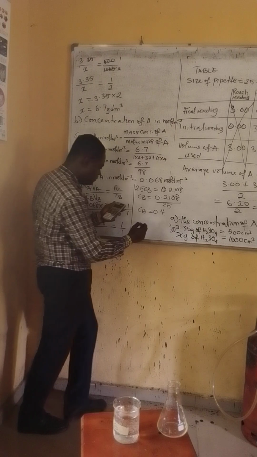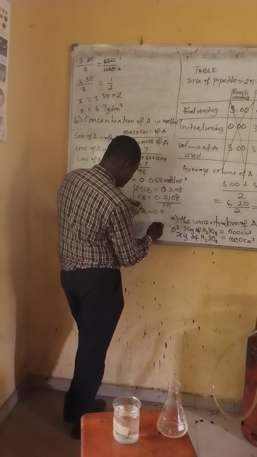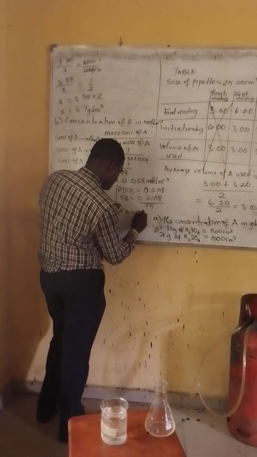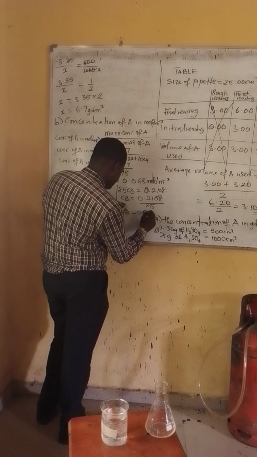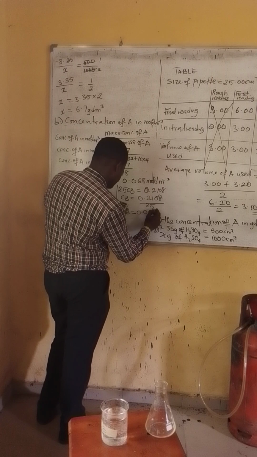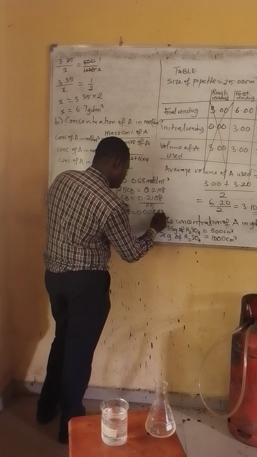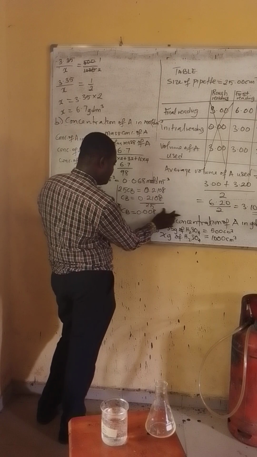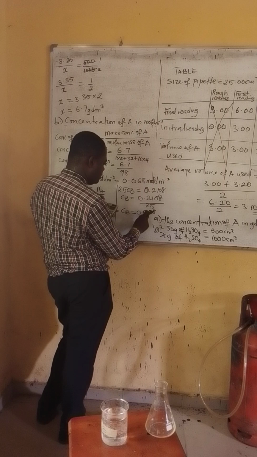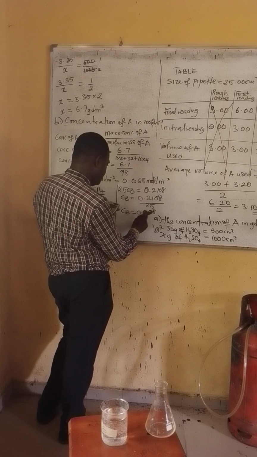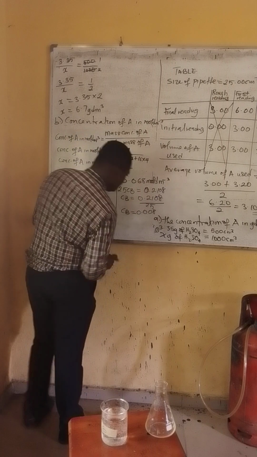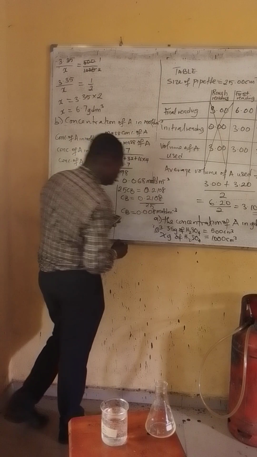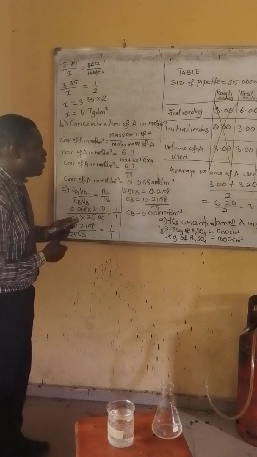0.00843. So take it to 3 decimal places. Okay, 1, 2, 3. Okay, good. So answer now is what? Mole per dm cube. So that is the answer to that one.